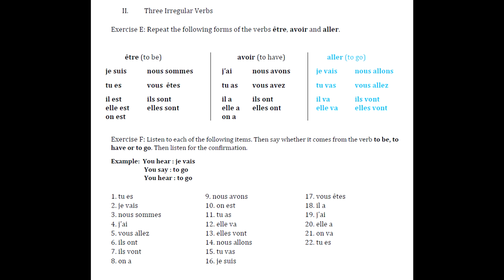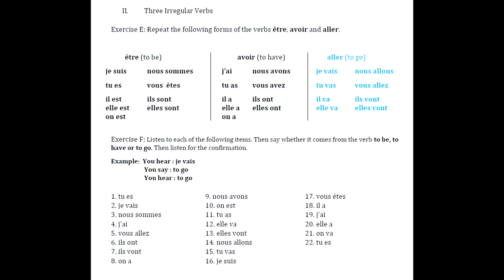Exercise F. Listen to each of the following items. Then say whether it comes from the verb to be, to have, or to go. Then listen for the confirmation. Example, you hear je vais, you say to go. You hear to go.